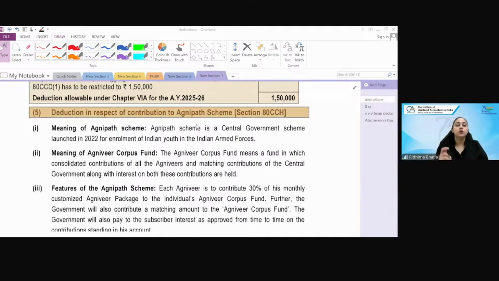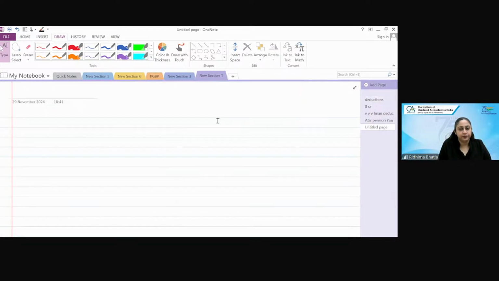Okay. So now this particular deduction which we are talking about under 80CCH is not available to everyone, but is only available to those who are Agniveers. So if we are not Agniveers, 80CCH is not for us. This is only for an Agniveer who is getting 30,000 suppose from the government as a salary, initially.